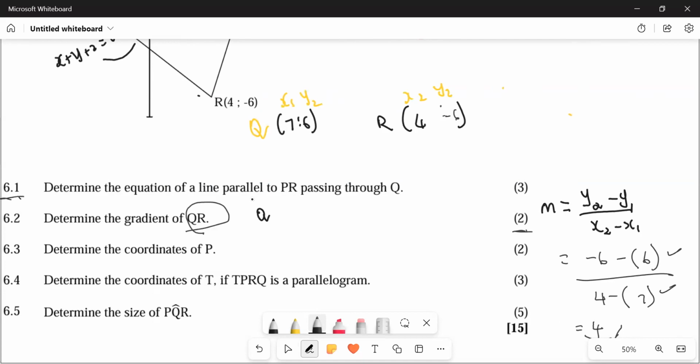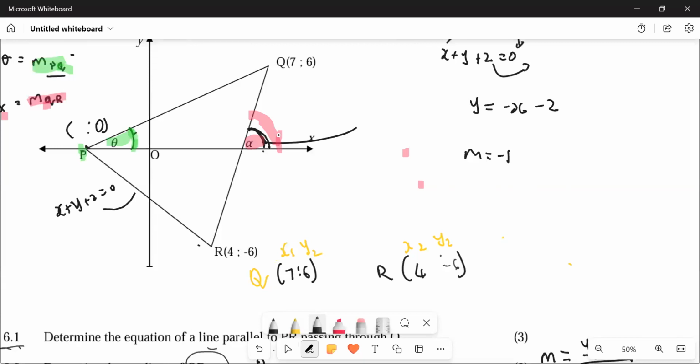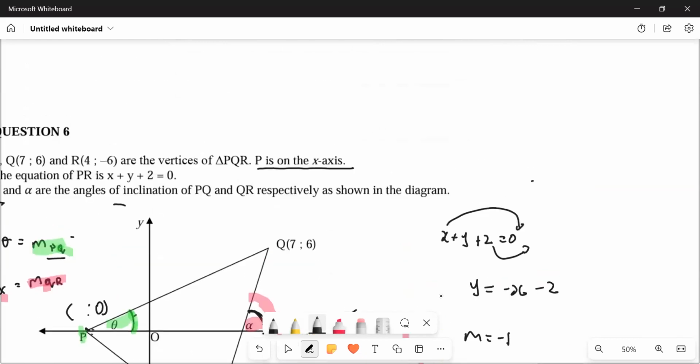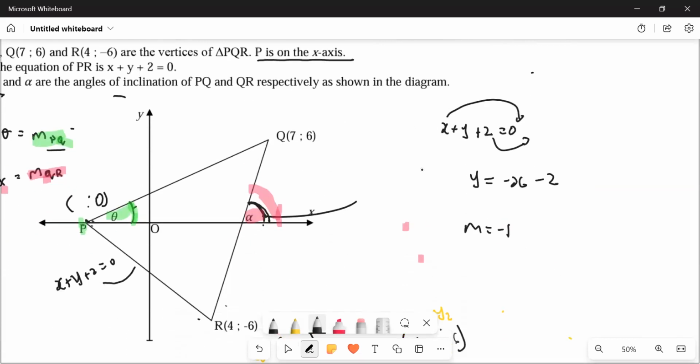6.1, they say, determine the equation of a line parallel to PR. It's a line parallel to PR, which is this one again. So there's a line which is parallel to PR, and then they say it passes through point Q. They're being specific. It passes through point Q again. So we can do that. Let's draw a line which is going to be parallel to this one, something like this, and then it should pass through point Q. So this one is parallel to this one.